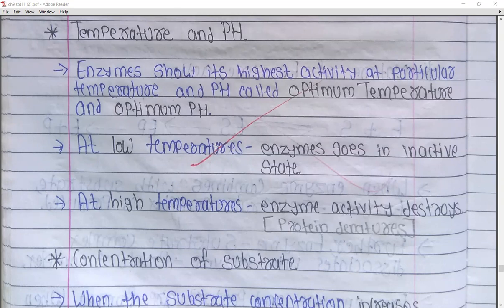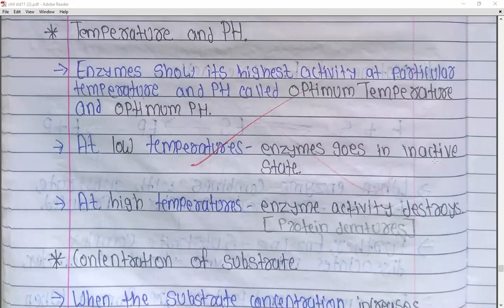If an enzyme shows its highest activity at a certain temperature, that temperature is said to be the optimum temperature. In the same way, if an enzyme is showing highest activity at a particular pH, then it is known as the optimum pH. At low temperatures, the enzyme goes into an inactive state. But when higher temperatures are present, the enzyme activity is destroyed.